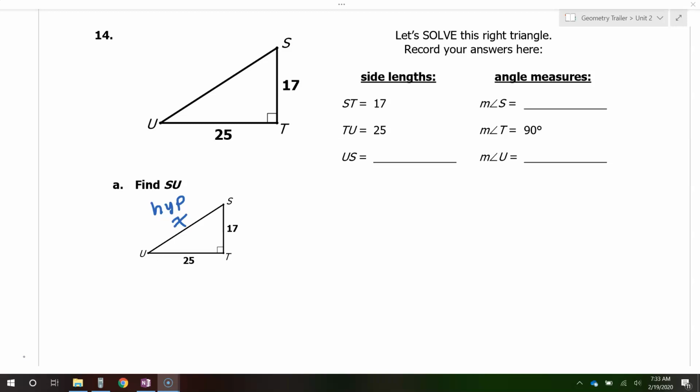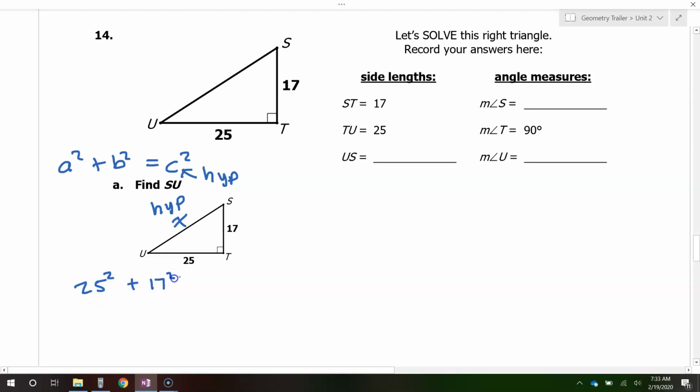It's still good to know that this is the hypotenuse because when you do your a squared plus b squared equals c squared, the c has to be the hypotenuse. So it's good to be aware of it. So we will do 25 squared plus 17 squared is equal to x squared. All right, just make sure the hypotenuse goes over here by itself.